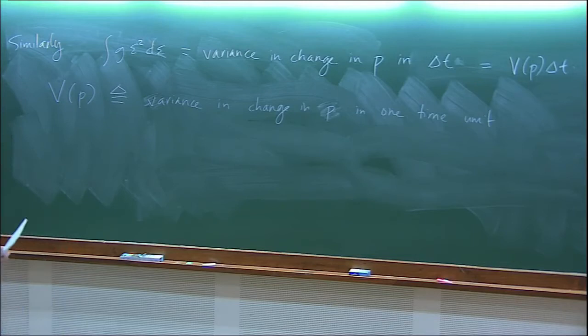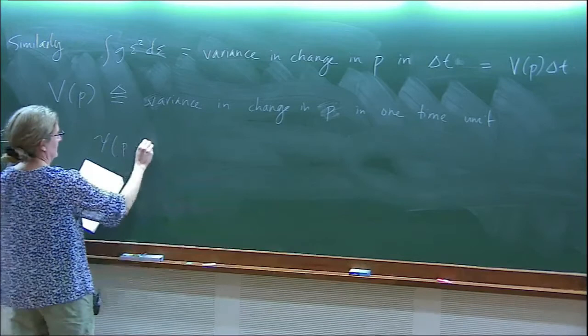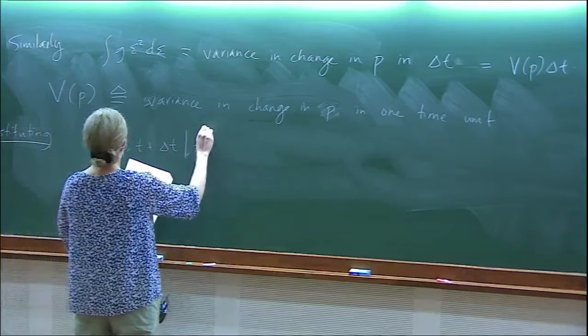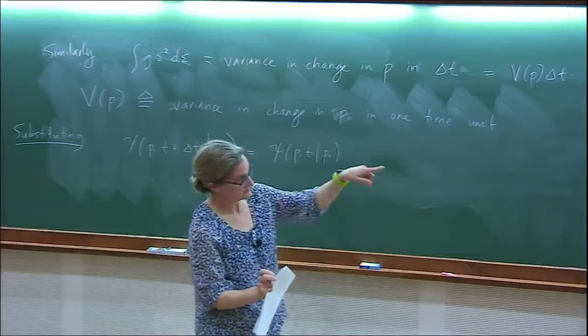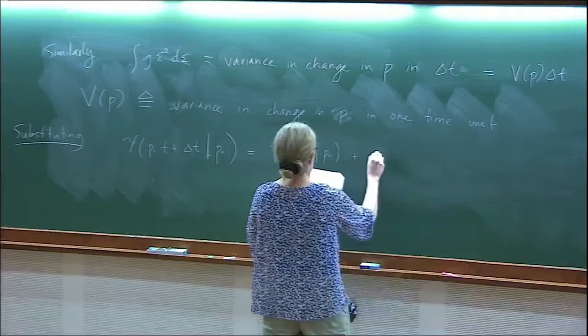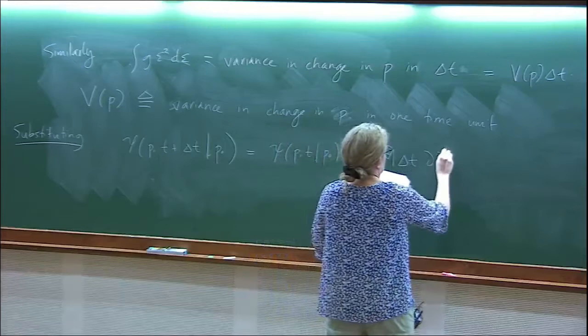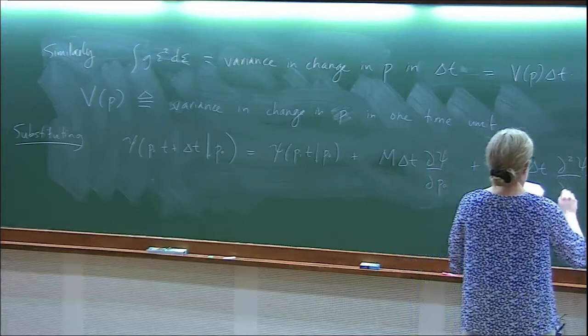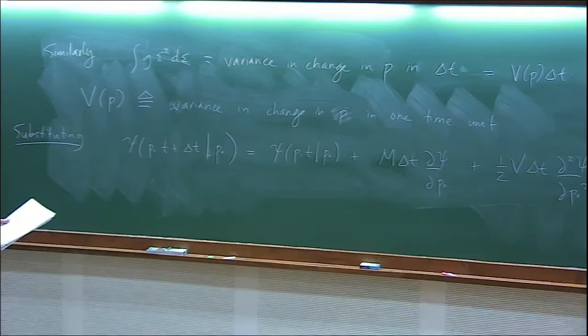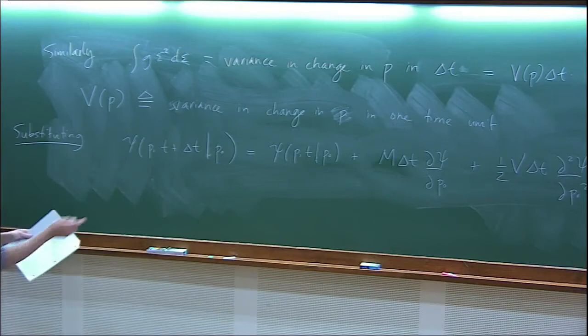Okay. So substituting these guys in, we get this. P(t plus delta t) given P0, the thing that we're after, is P(t) given P0, because we were just left with psi, because that first integral was one. And then we have M delta t di psi di P0, and one half, there's that half again, V delta t di squared psi di P0 squared. And then you can see where this is going. This guy's coming across, there's delta t's.